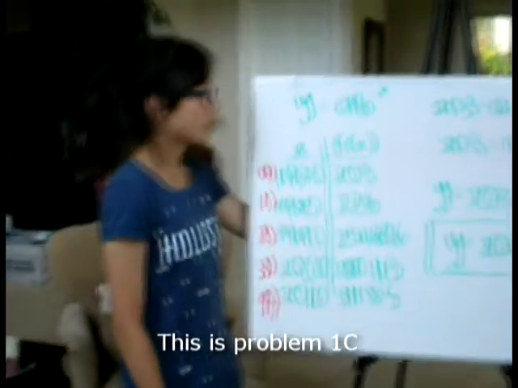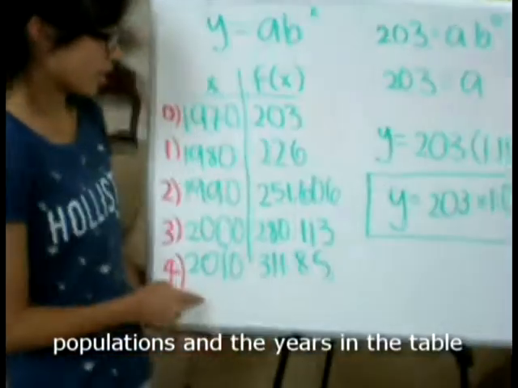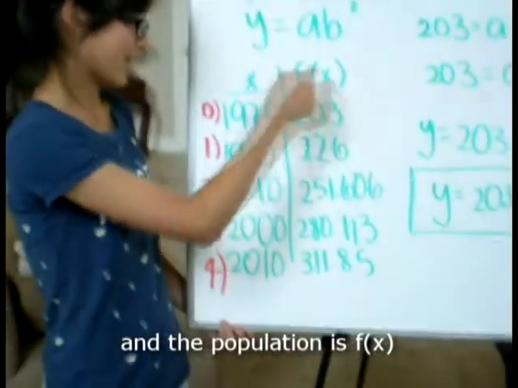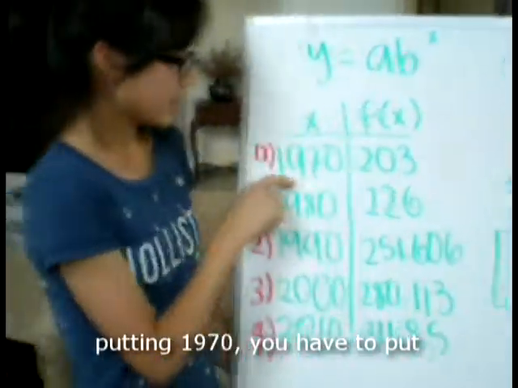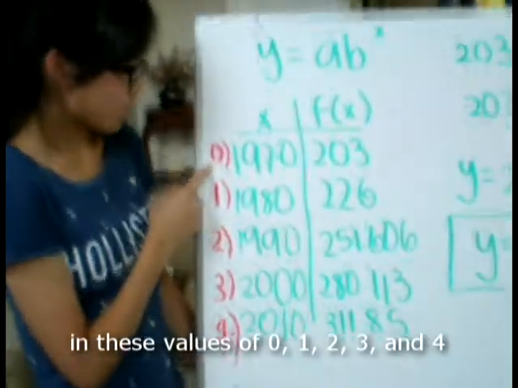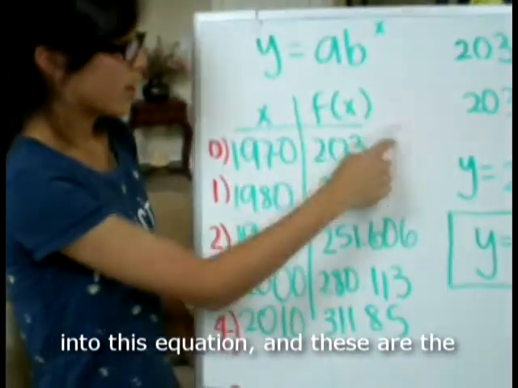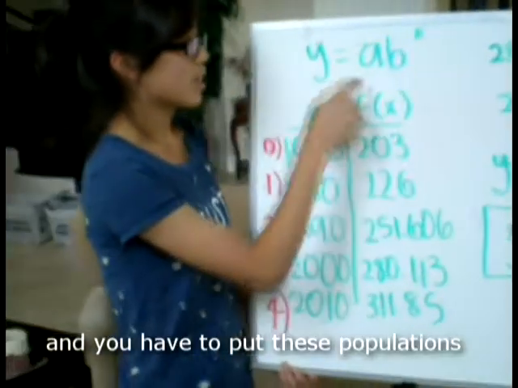This is problem 1C, and for 1C you have to put all the population and the years in a table. And the population is F(x) and the year is x. But instead of putting 1970, you have to put in these values of 0, 1, 2, 3, and 4 into this equation. And these are the population by millions. And you have to put these populations as A.